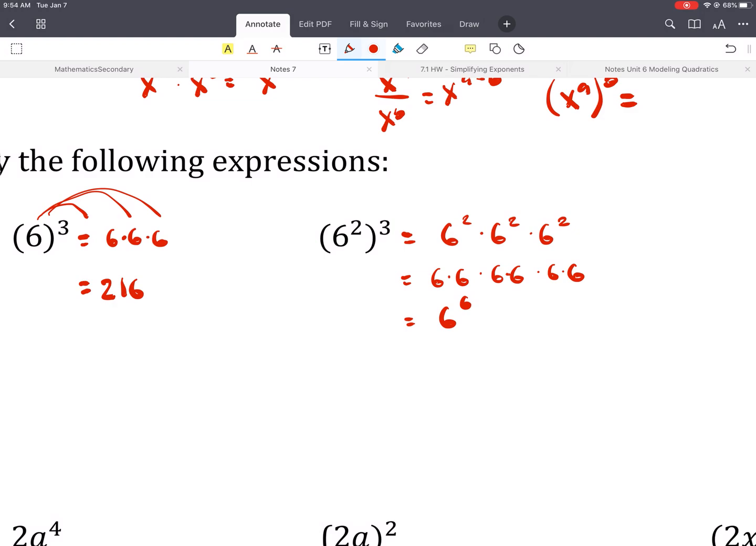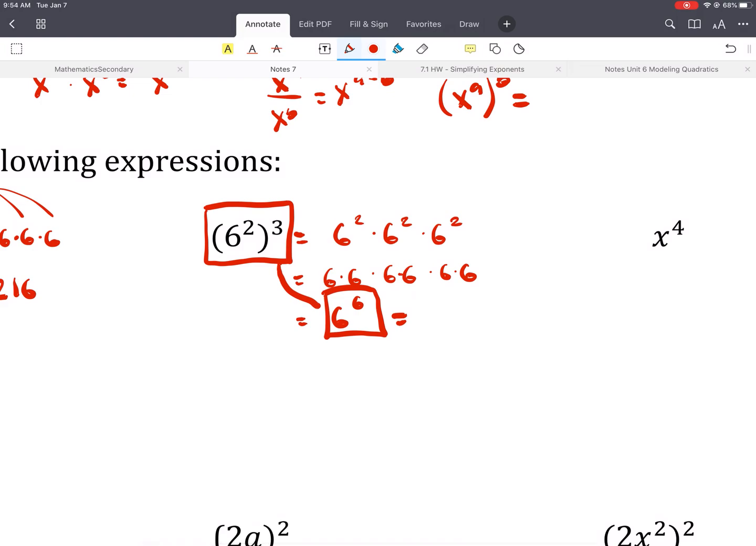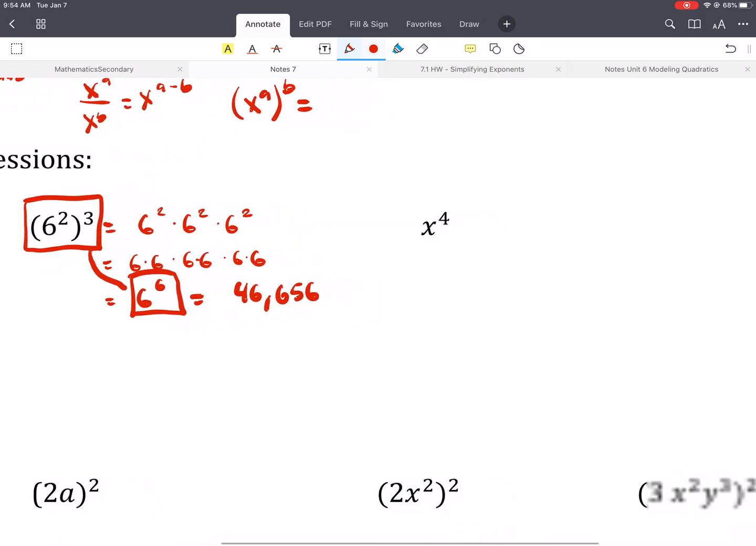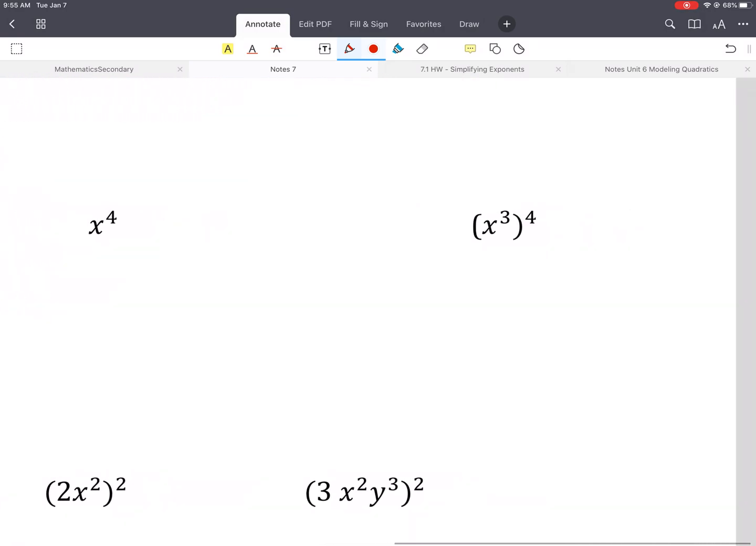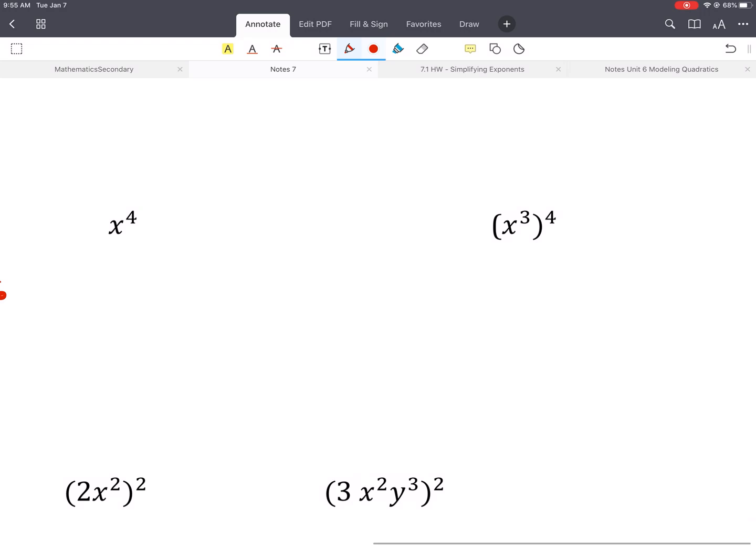Okay, so we want to find a relationship between when we have a power inside of a power and its answer. And here we'd want to simplify further. I think that gives us 46,656. But let's look at another example. Okay, we're going to probably skip this one.